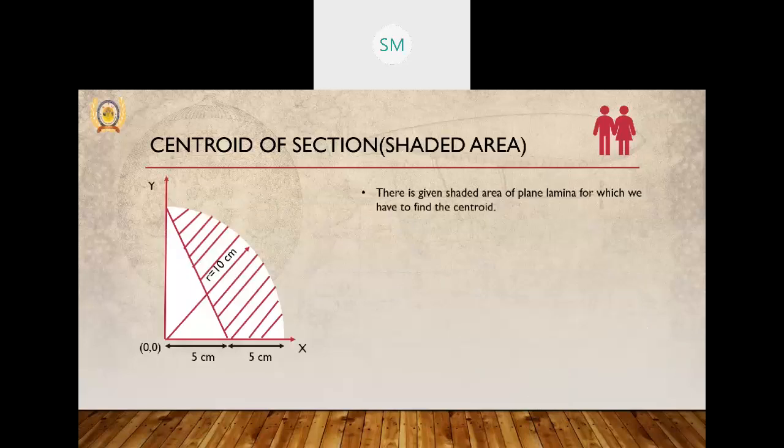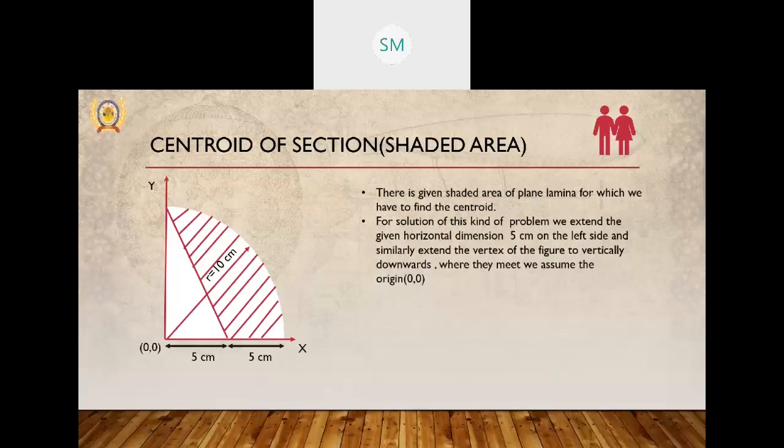This is another problem of shaded area. The shaded area, this red color parallel lines, is again part of the segmental circle. Such kind of problem, we can do one thing. The bottommost portion is 5 centimeter.